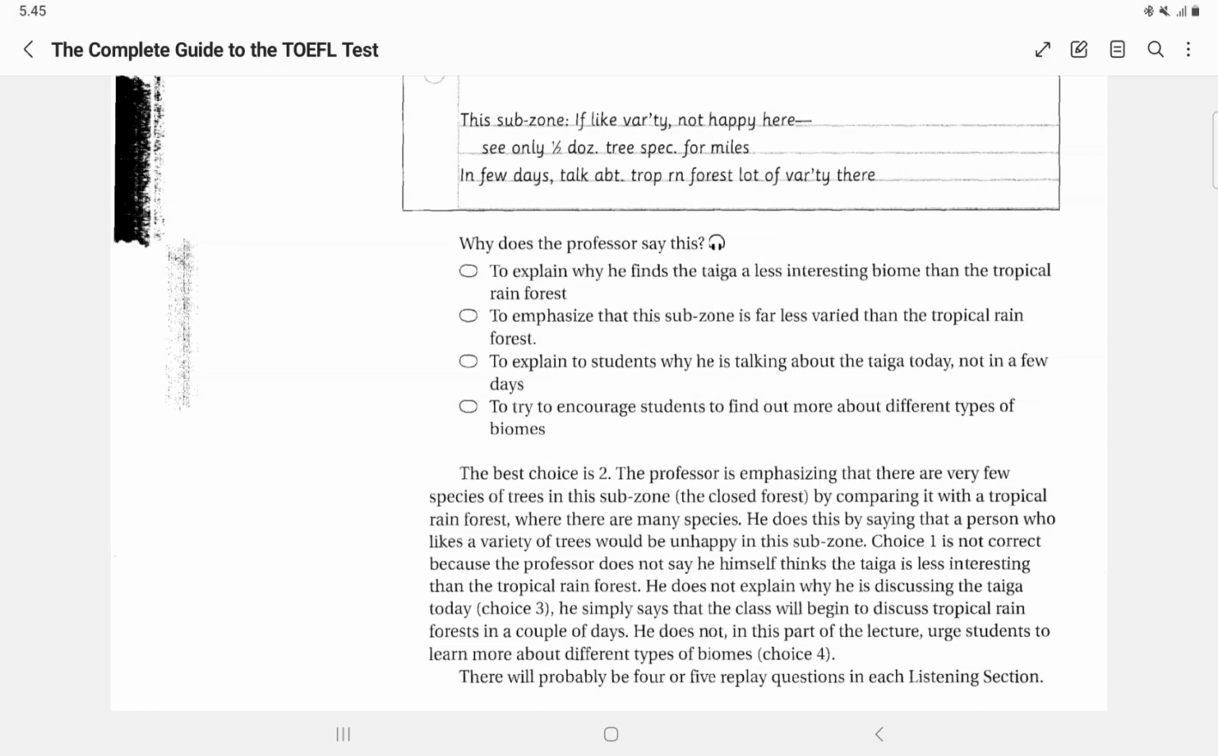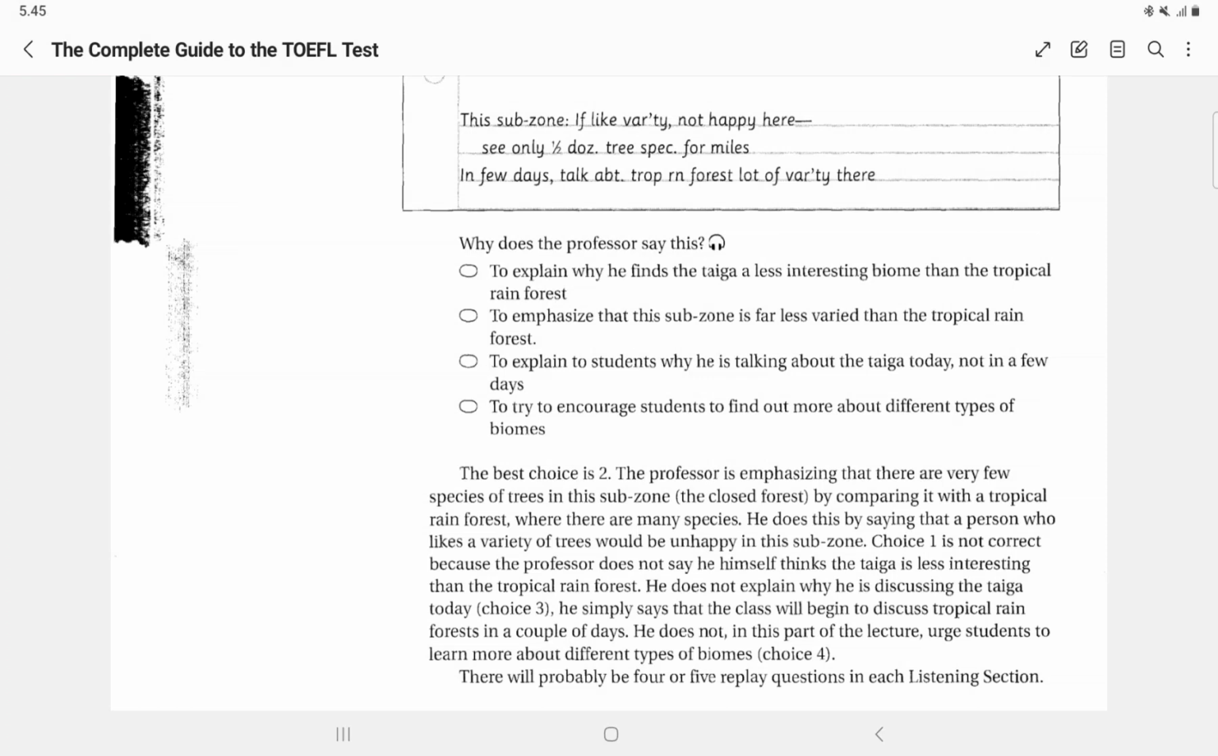The professor is emphasizing that there are very few species of trees in this subzone by comparing it with the tropical rainforest, where there are many species. He does this by saying that a person who likes a variety of trees would be unhappy in this subzone. Choice 1 is not correct because the professor doesn't say he himself thinks the taiga is less interesting than the tropical rainforest. He doesn't explain why he is discussing the taiga today.